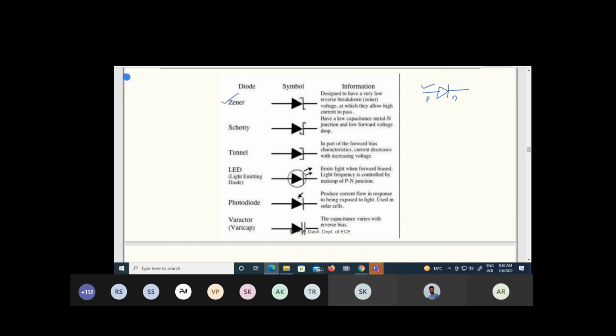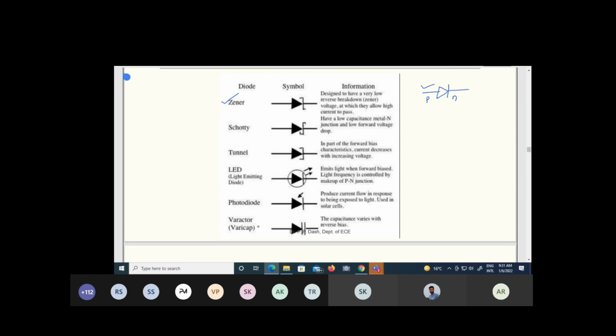And the photodiode is just the opposite of this LED. That means when light falls on the diode, it will conduct current. So the photodiode is usually used wherever we want to store energy, like in a solar panel. When light falls on the junction, current conduction takes place. When the light is off, it will not conduct. So this is the photodiode.